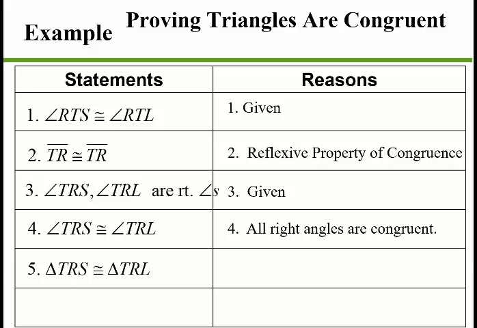Use that angle side angle postulate now. So triangle RTS is congruent to triangle RTL. That's the angle side angle postulate. And then, since the two triangles are congruent, side RS is congruent to side RL, and that's because corresponding parts of congruent triangles are congruent.